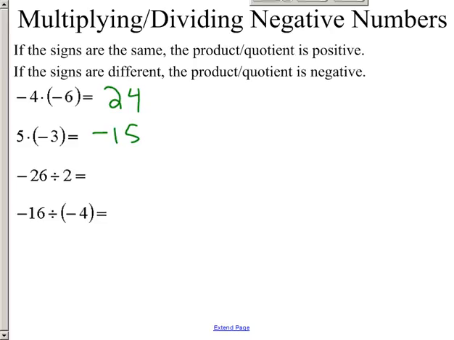Okay? Negative 26 divided by 2. Somebody? What's that? Negative 13. Very good. And negative 16 divided by negative 4. What do you think, Gary? Negative divided by negative, we're going to get what? Positive 4. Very good. All right. Any questions on that?